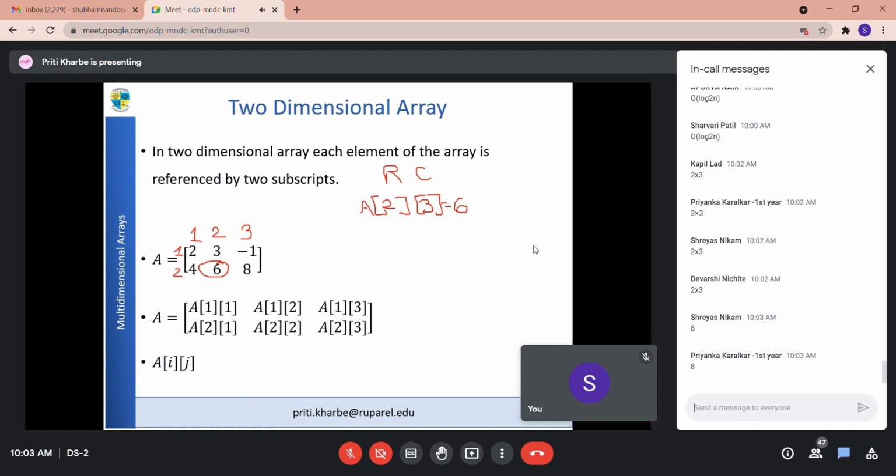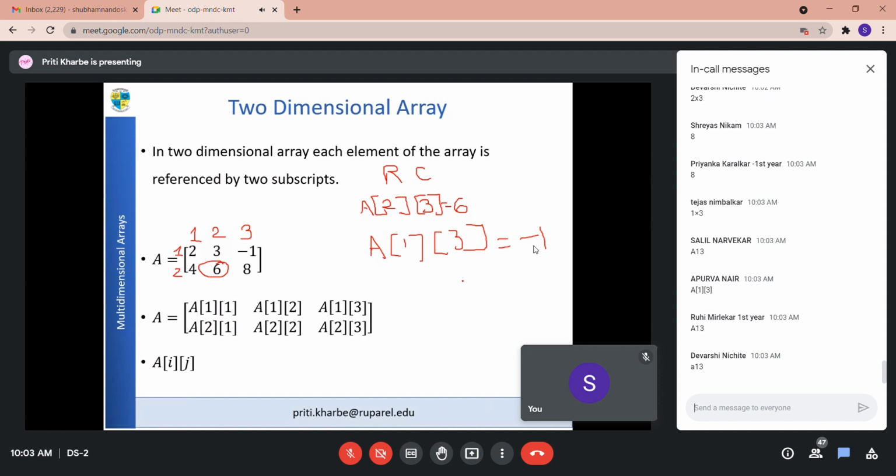Right answer. What will be minus 1's position number? Not 1 by 3. Whenever we write position number, we write like this: square brackets 1 3, or you can say A13. This is how we will reference the element minus 1. So when I say A13, it is minus 1.